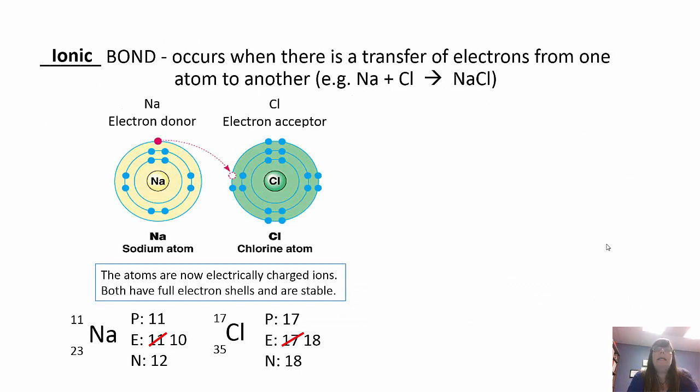Okay, first type of bonding we're going to talk about is ionic bonding. Ionic bonding happens when a complete transfer of electrons occurs. So one element gives another element an electron. So in the sodium and chlorine example that we talked about, sodium donates that electron in its outer shell to chlorine. So sodium is the electron donor, chlorine is the electron acceptor. Sodium becomes Na+, chlorine becomes Cl-. So now they're both electrically charged. They're both stable because their outermost shell is full.